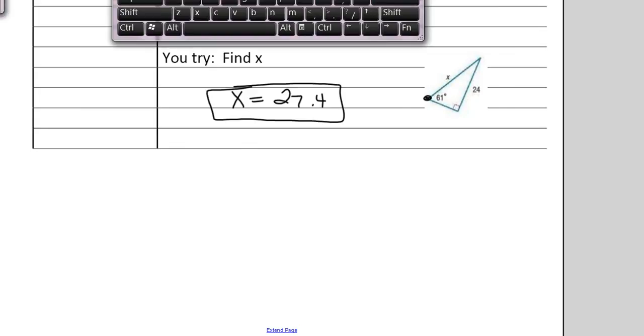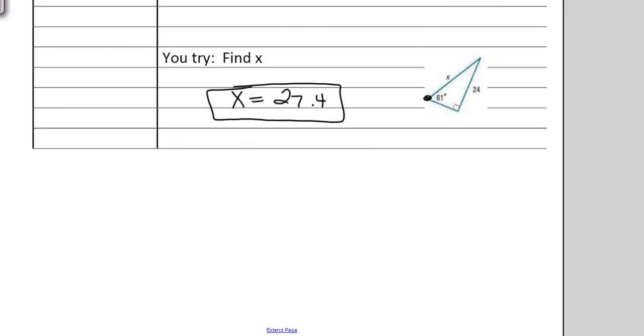Alright, and we should have gotten that x is 27.4. If you did not get that, you need to raise your hand and let us know, or you need to ask someone that understands.